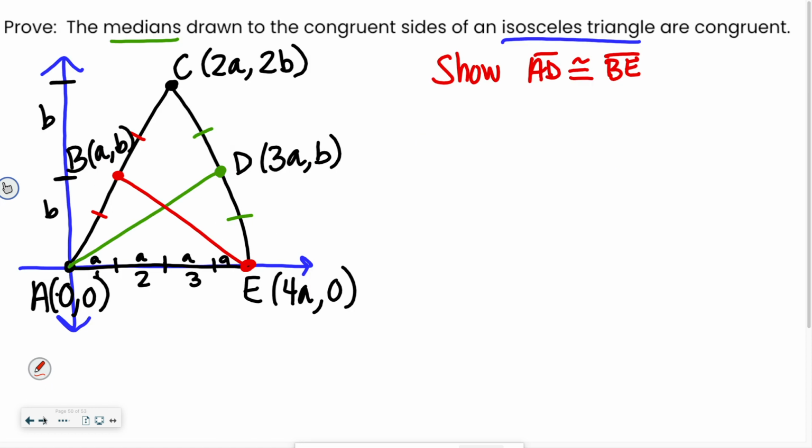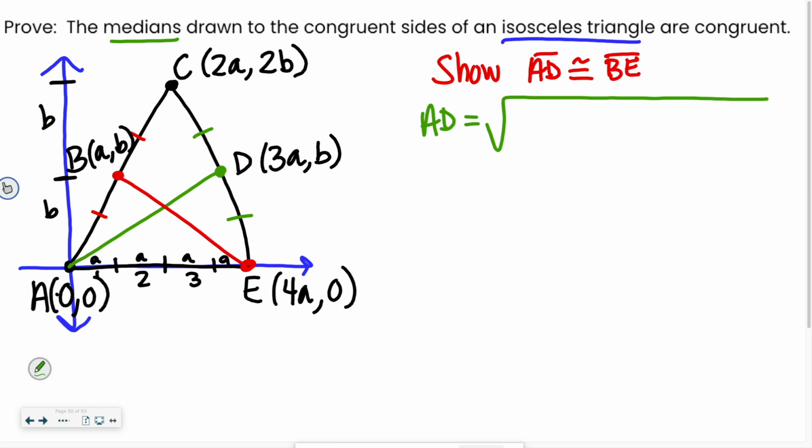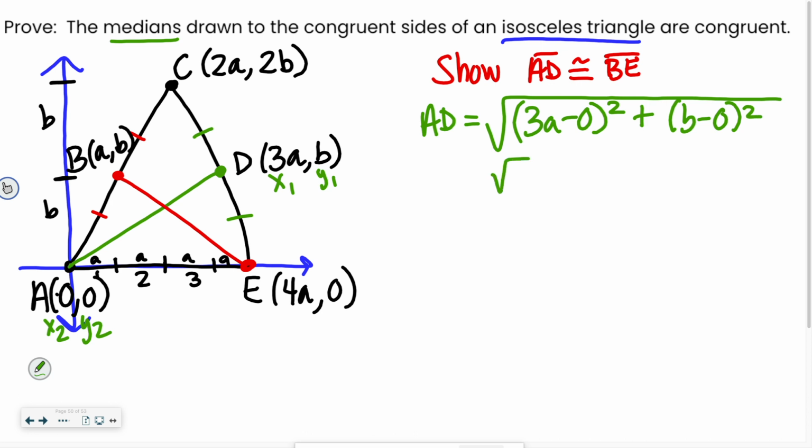So let's start off by finding the distance from A to D. So give yourself a big square root. All right, so we're going to take our x coordinates and subtract them. So here's x1, y1, x2, y2. Here we go. 3a minus my other x coordinate squared plus b minus our other y coordinate squared. So you can plug in. That was pretty straightforward. Now we're going to simplify.